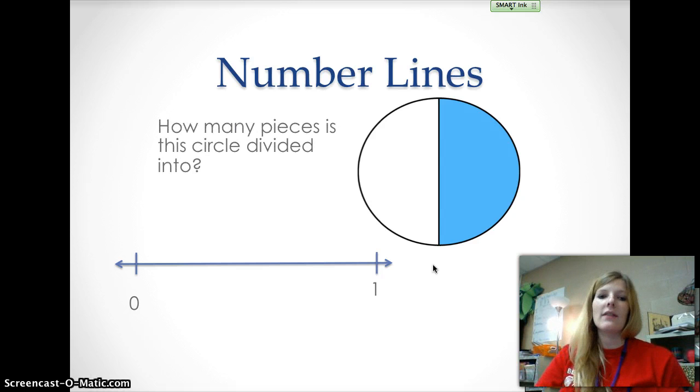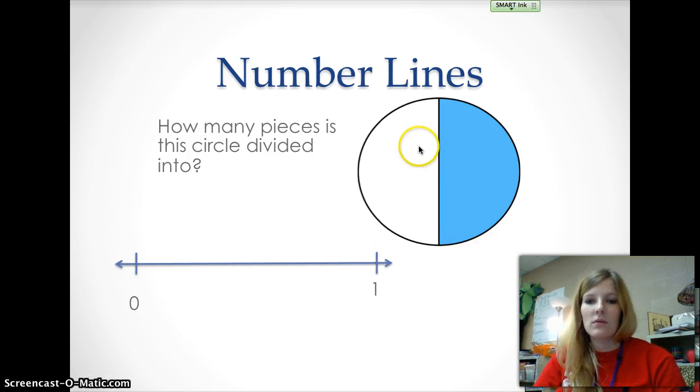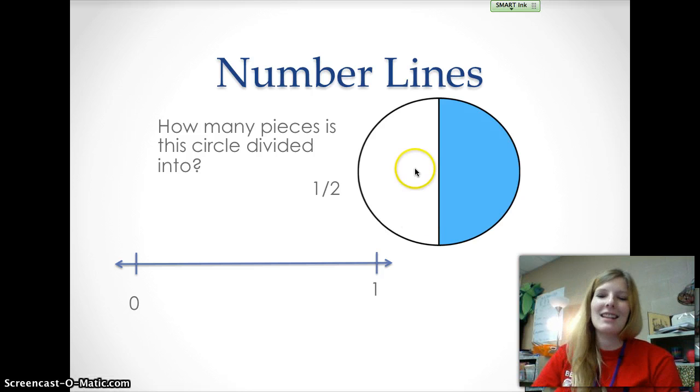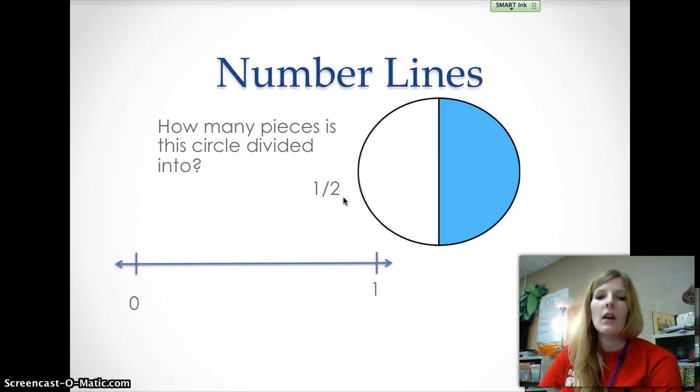First, you need to ask yourself how many pieces is the circle divided into. Let's count. 1, 2. So this circle is divided into 2 equal parts, and how many of the parts are shaded? 1 out of 1, 2. So our fraction is 1/2. Where would this be on my number line?